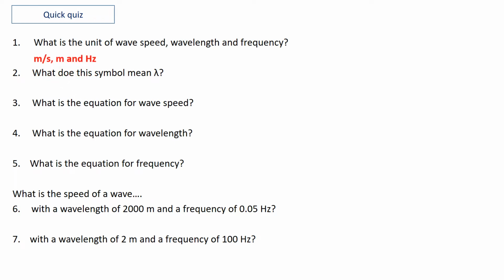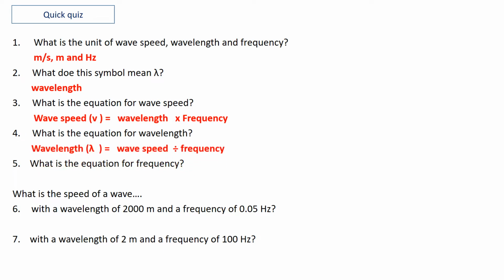So question 1. Wave speed is measured in meters per second. Wavelength is measured in meters and frequency is measured in hertz. What does the symbol lambda mean? It means wavelength. The equation for wave speed is wave speed equals wavelength times frequency. And the equation for wavelength is wavelength equals wave speed divided by frequency. Remember to use your lovely equation triangle. And if we rearrange it again, flip that again, frequency equals wave speed divided by wavelength.